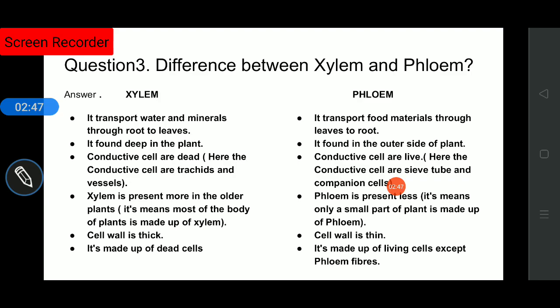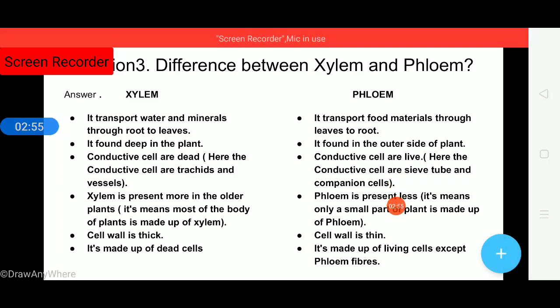Difference between xylem and phloem. I think it's the most important question. Xylem and phloem. So first we have to know what is xylem and what is phloem. So xylem is mainly composed of water and minerals, and on the other side phloem is mainly composed of food materials. Now come to the points. First point of xylem, it transports water and minerals from root to leaves, and phloem transports food materials from leaves to root.